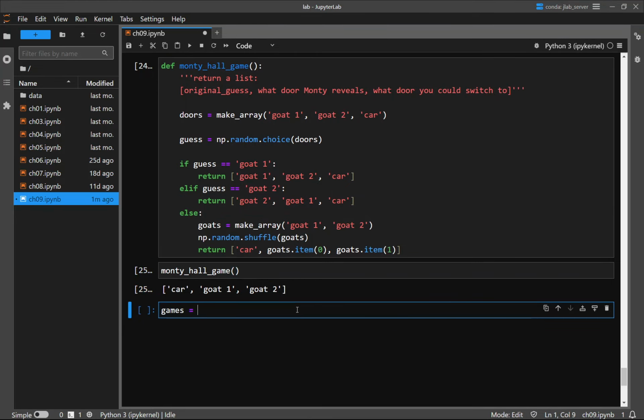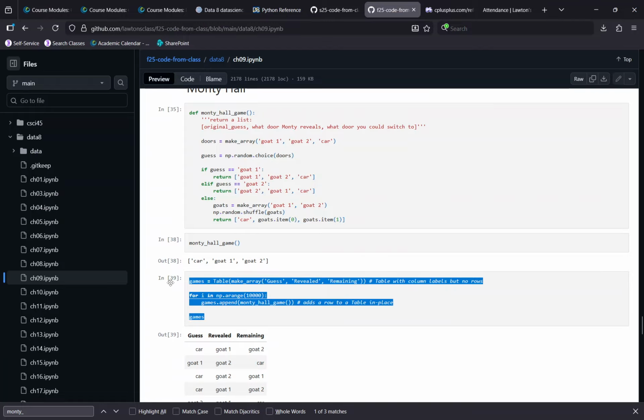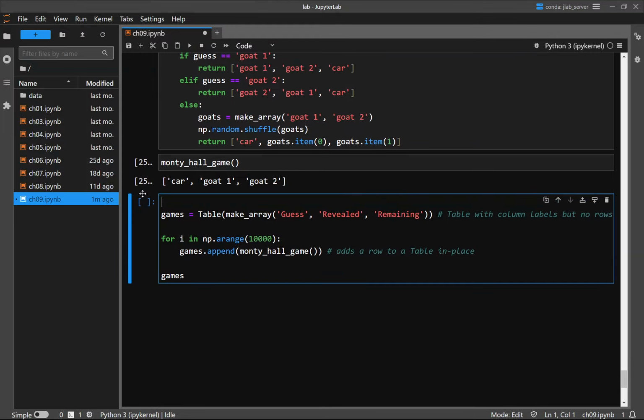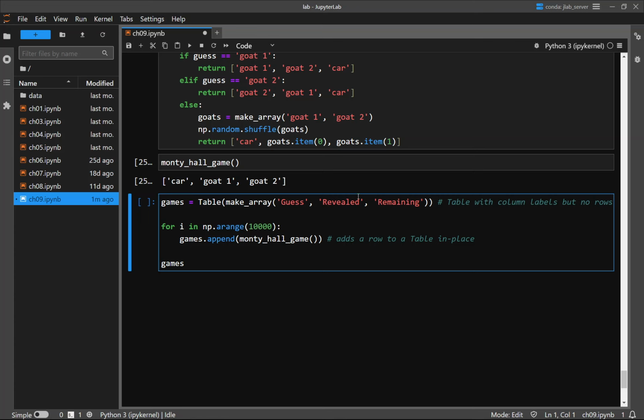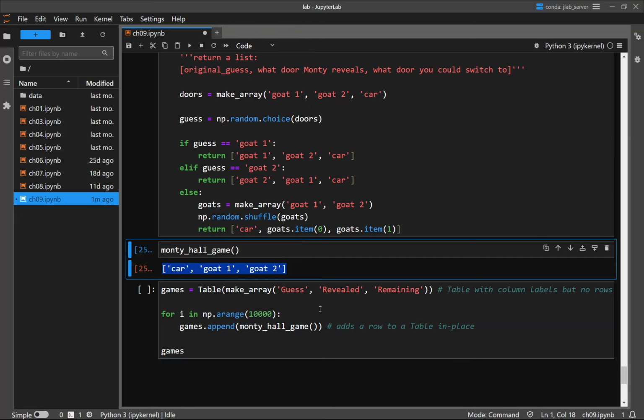I'm going to make a... oh, this is disgusting. All right, I want to copy and paste that again. Okay. This is going to be really odd. Here I am making a table that's blank, but it has column names. I'm not going to test you on this. It's got 3 columns: guess, revealed, and remaining. Those are the 3 things that are in our simulated values that we give back.